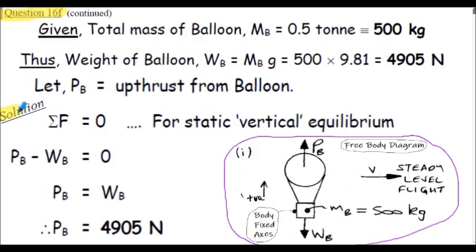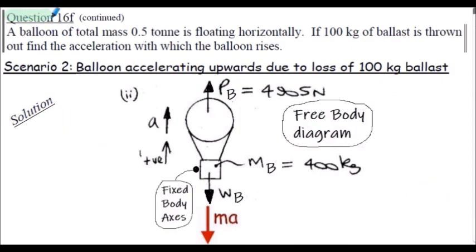Question 16F continued. So applying Newton's first law here, we can determine the upthrust from the balloon. I've called it PB here. Question 16F continued. Here's scenario 2. This is when the balloon is accelerating upwards due to the loss of the 100 kilogram ballast. We know the value of PB, the upthrust from the balloon, from the previous scenario 1. We can determine a new weight force because we've lost 100 kilograms of ballast, so the mass of the balloon now is 400 kilograms. And of course applying my inertial force opposing the change in motion, opposing acceleration here.